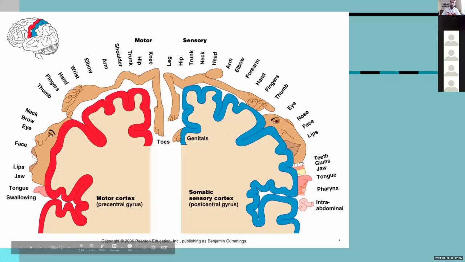If you look at the strip right behind the primary motor cortex, we have the somatosensory cortex, which you can map what area is responsible for perceiving different parts of the body. So, like your lips are perceived right here in your cerebral cortex, and it's the same for everybody. The tip of your thumb is perceived right here in the cerebral cortex.